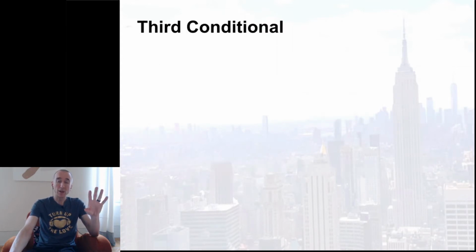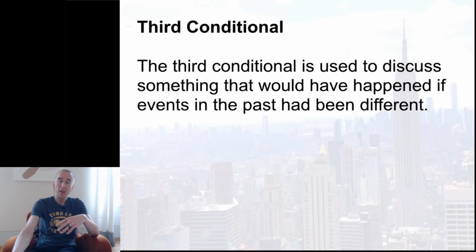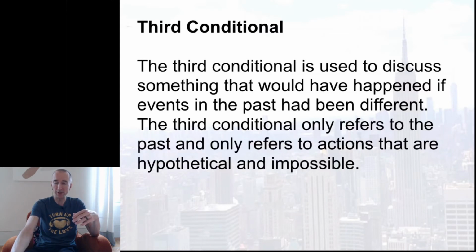Now, the third conditional is completely different. The third conditional is not looking forward. The third conditional is looking back. The third conditional is used to discuss something that would have happened if events in the past had been different. So if something changed in the past, the result would have been different.